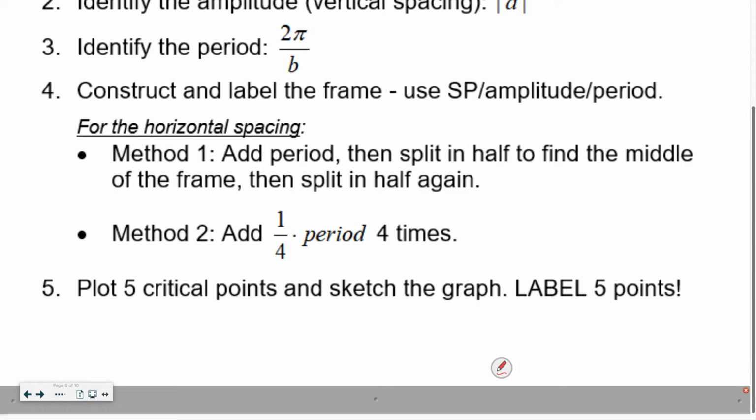But I do expect 5 coordinates, and I will ask you for domain and range on each of these graphs.